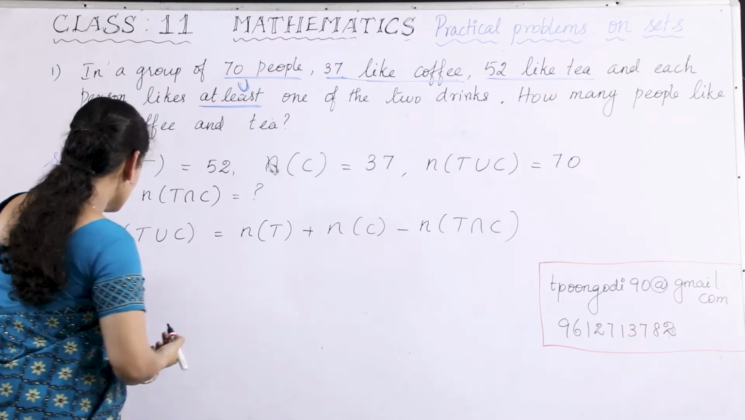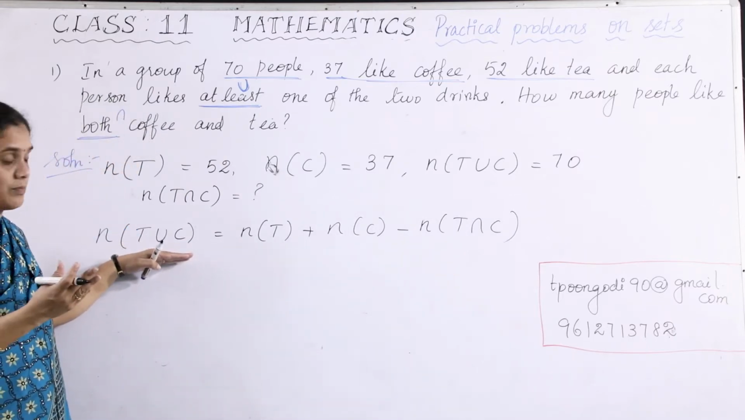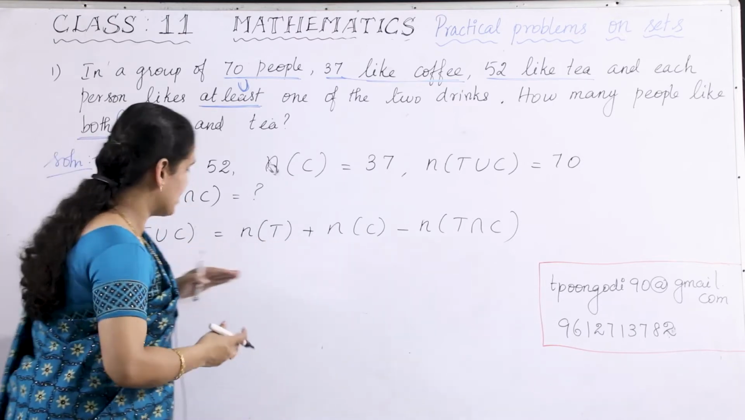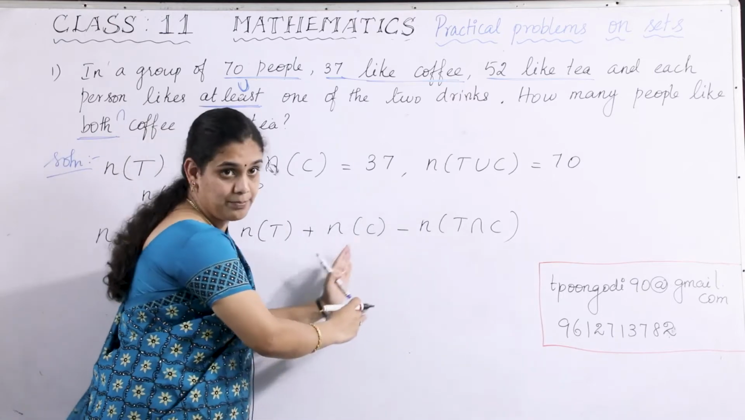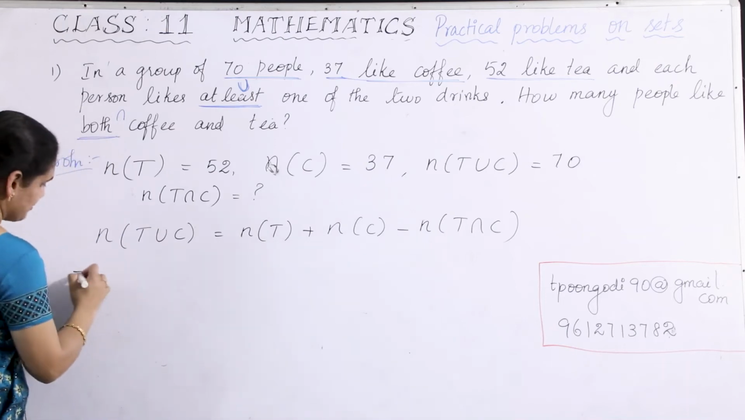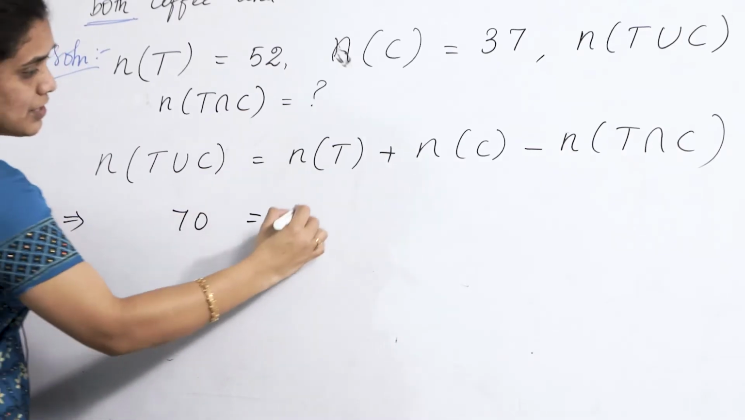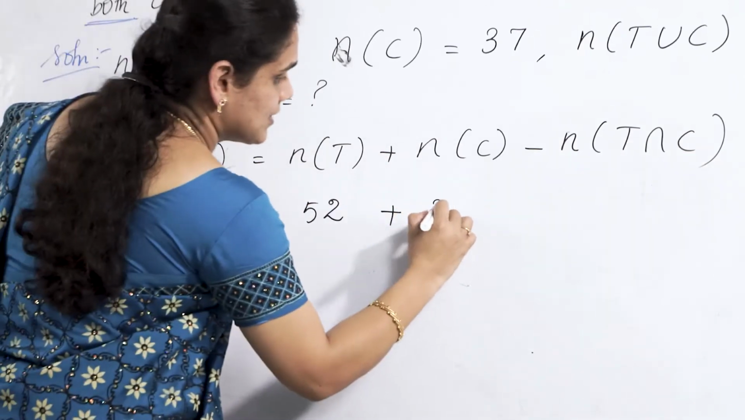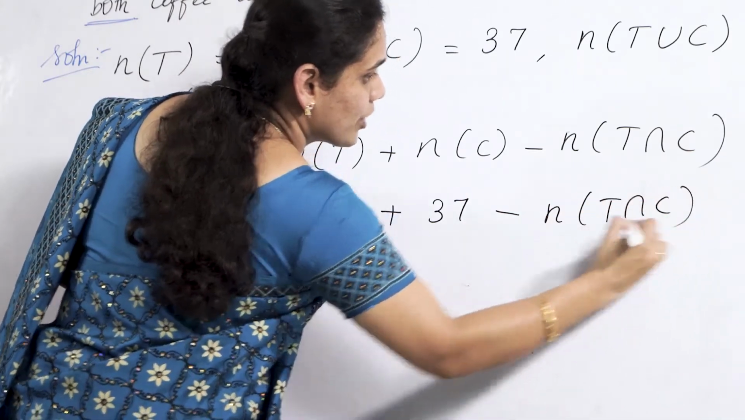Right? See, this formula we will be using in probability also. That is the last chapter in your textbook. So the same formula we will be changing into probability of t union c equal to probability of t plus probability of c minus probability of t intersection c. So here substitute the values. This is 70, and n of t is 52, n of c is 37 minus n of t intersection c, which we are going to find out.